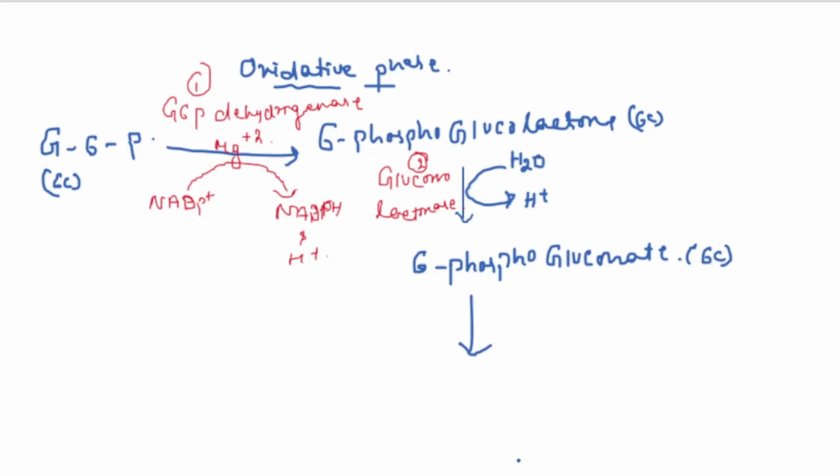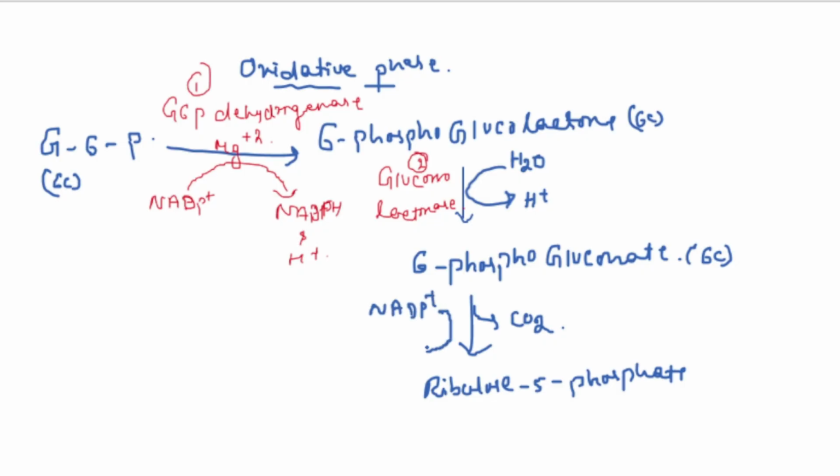The next product is a 5-carbon compound known as ribulose 5-phosphate. During this, one carbon dioxide is released, and there is a requirement of NADP plus, which is converted into NADPH and H plus. So the 6-carbon compound is converted into a 5-carbon compound, and this is the oxidative phase, which is the irreversible phase.